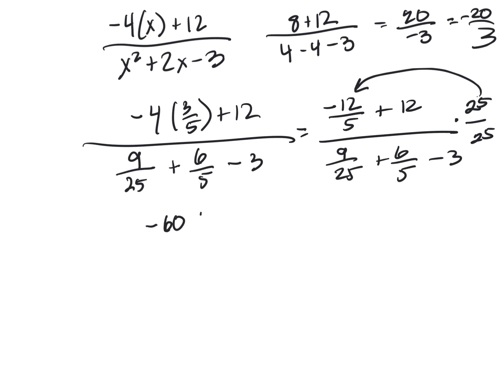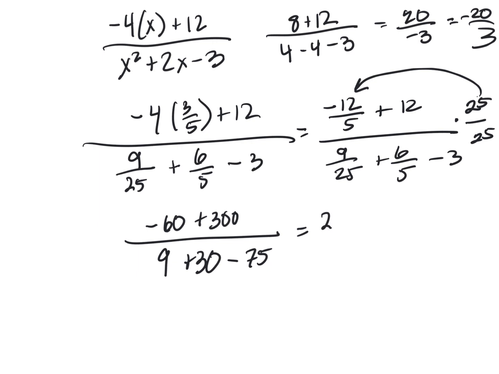$300. On the bottom I have 9, cancel, plus 30, and minus 75. So top I've got 240, and the bottom I have 39 minus 75, just negative 36.